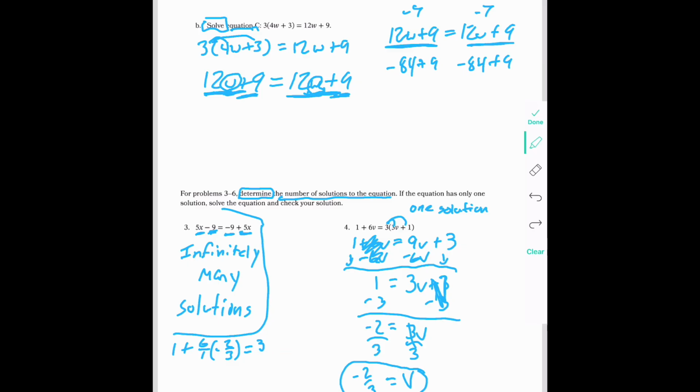I'm gonna write this regular. So 3, and then the 3 is on the inside. 3 over 1 times negative 2/3 plus 1. There you go. All right.